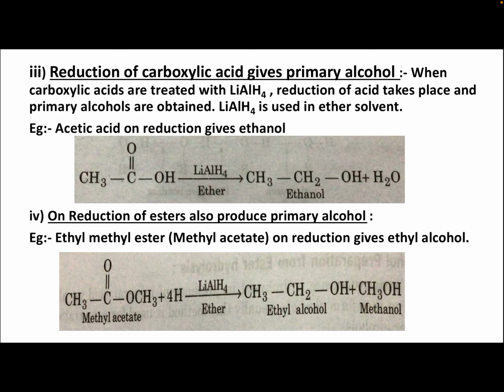Next, reduction of carboxylic acid gives primary alcohol. When carboxylic acids are treated with lithium aluminum hydride, reduction of the acid takes place and primary alcohols are obtained. Lithium aluminum hydride is used in ether solvent. Example, acetic acid on reduction in the presence of lithium aluminum hydride gives ethanol. Reduction of esters also produces primary alcohol. Ethyl methyl ester, that is methyl acetate, in the presence of lithium aluminum hydride gives ethyl alcohol and methanol.